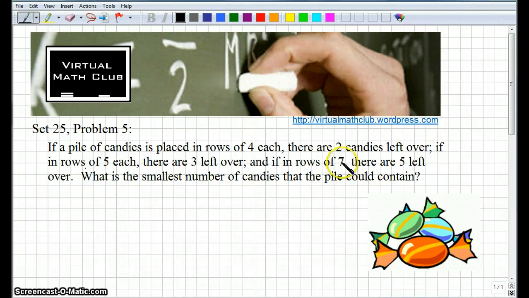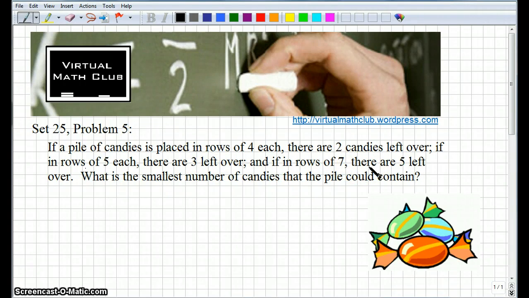So notice that in each case, if we had 2 more candies, we'd have a number evenly divisible by 4. We'd also have a number evenly divisible by 5 and by 7. So all we need is 2 more candies.